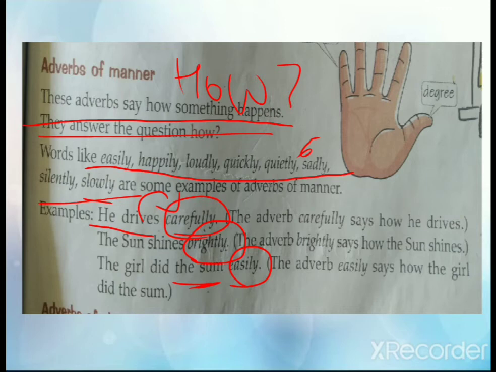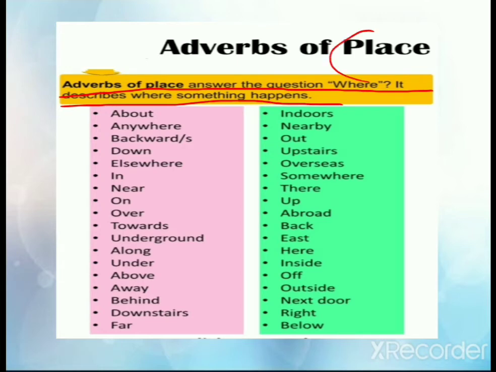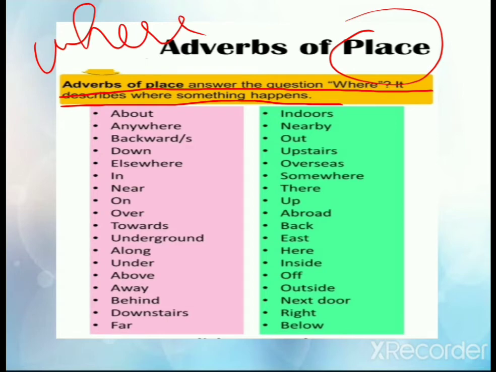Is it understood? Now let's go to adverbs of place. Adverbs of place answer the question where. It describes where something happens. Now see, if it is place, it will be where. Where does not mean you take the name of a place. It is the words that show you about place.